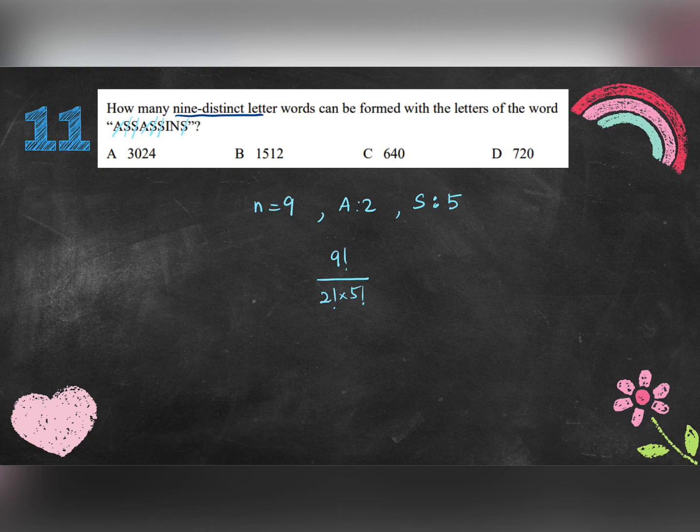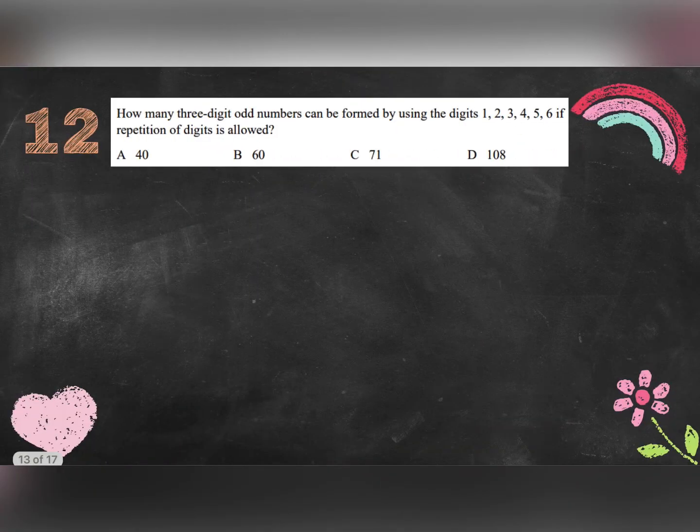Okay. So sekejap saya kira dulu. So the value that I get is 1512. So dapat jawapan dia B. Okay. Now question number 12. How many 3-digit odd numbers can be formed using the digits 1, 2, 3, 4, 5 and 6 if repetition is allowed? Okay, dia bagi kita repeat tapi dia nak odd number.